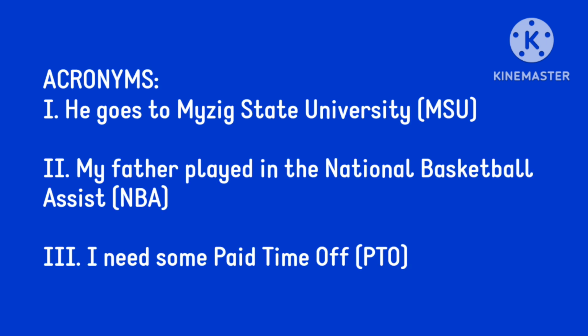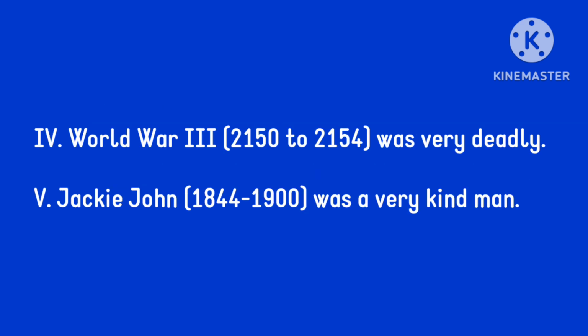Perhaps the most common things that you'll find in parentheses are acronyms, which are multiple letter abbreviations, usually for things like organizations, schools, and leagues. For example, he goes to Michigan State University (MSU). My father played in the National Basketball Association (NBA). I need some paid time off (PTO).